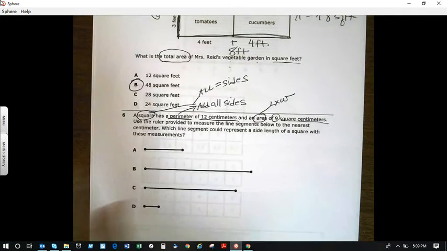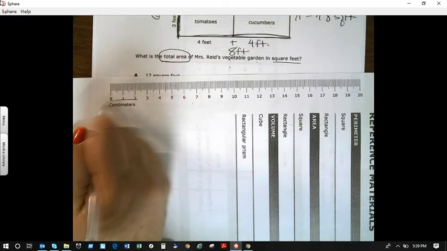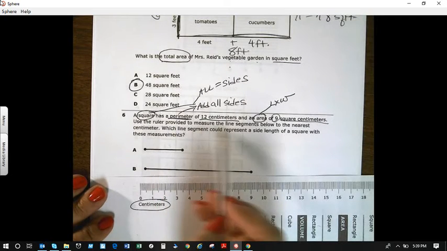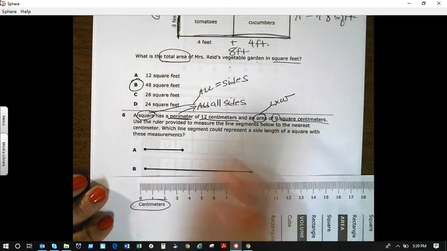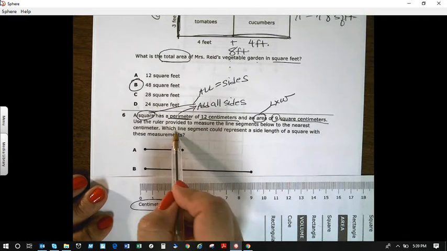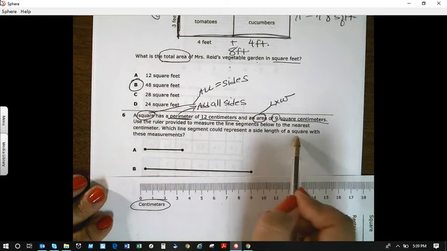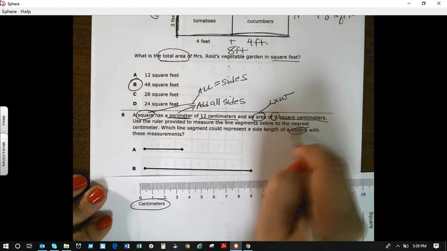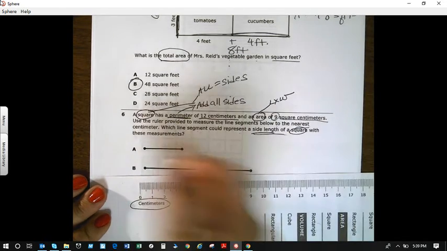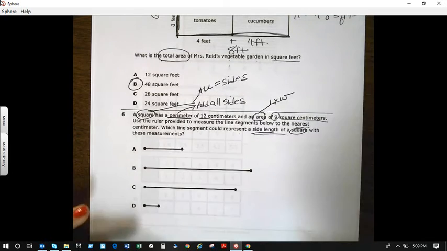We're going to use the ruler provided. This is the ruler that they're talking about. One side has centimeters. The other side is inches. So you're going to be using this ruler. It says use the ruler provided to measure the line segments below to the nearest centimeter. Which line segment could represent a side length of a square with these measurements?